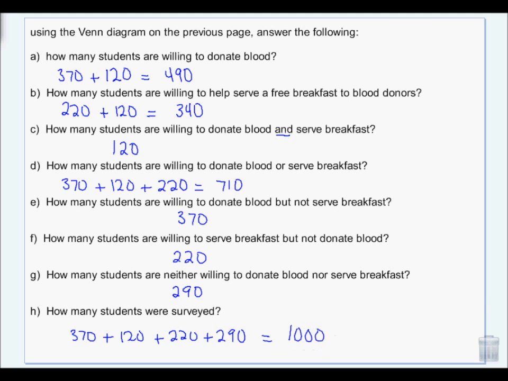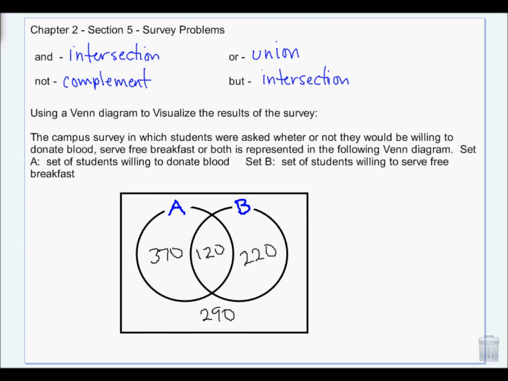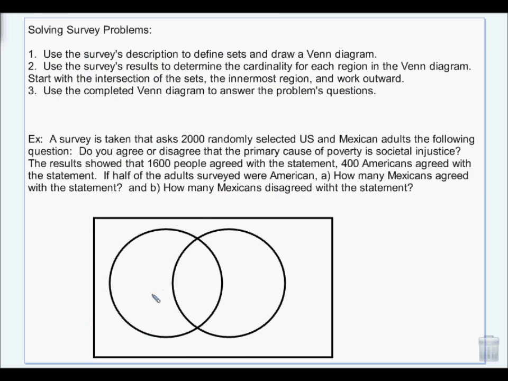So what we're going to do is take the survey's description and define sets, and we're going to make a Venn diagram. We're going to use the survey results to determine the cardinality for each region. So that's what we did over here. We didn't list 370 different student names, right? We just said there were 370 students in this area. So that's what we're going to do here. We're going to list numbers of people in these areas, not the actual people themselves.